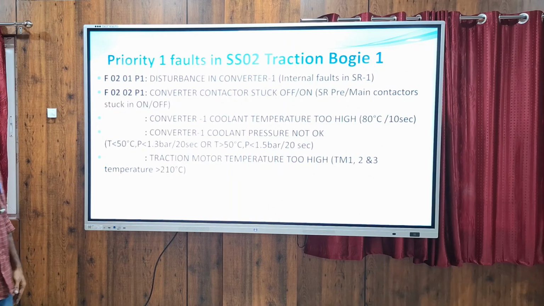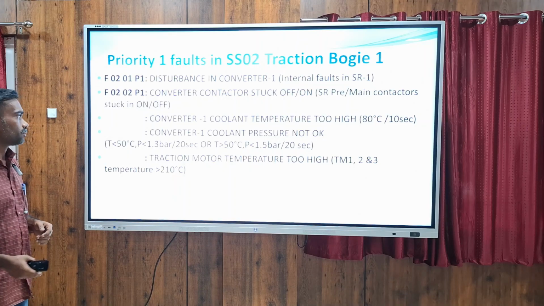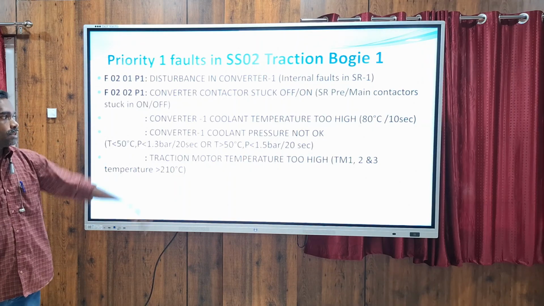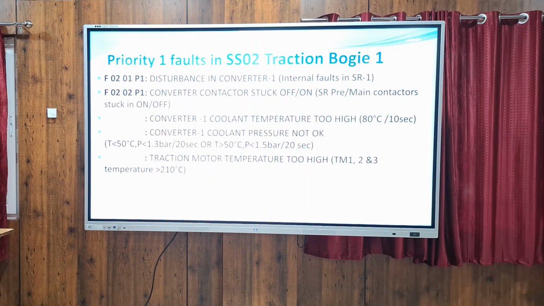Next is converter 1 coolant temperature too high. Similar to transformer oil temperature, it is also monitoring SR coolant temperature. So if it is more than 80 degrees Celsius and persists for more than 10 seconds, this priority 1 fault will come.